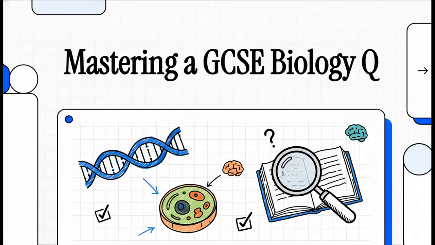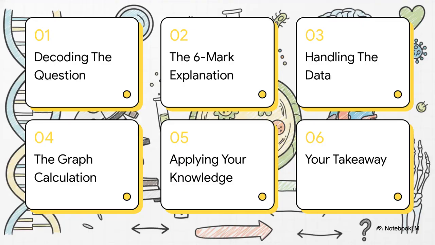All right, let's get straight into it. Today we're going to take a real AQA GCSE Biology exam question and completely break it down step by step. And our secret weapon? The official mark scheme. By the end of this, you are going to know exactly what the examiners are looking for and how to give it to them. So, what's our game plan?